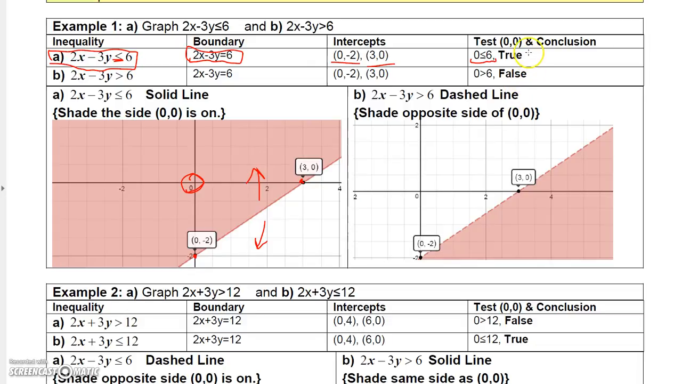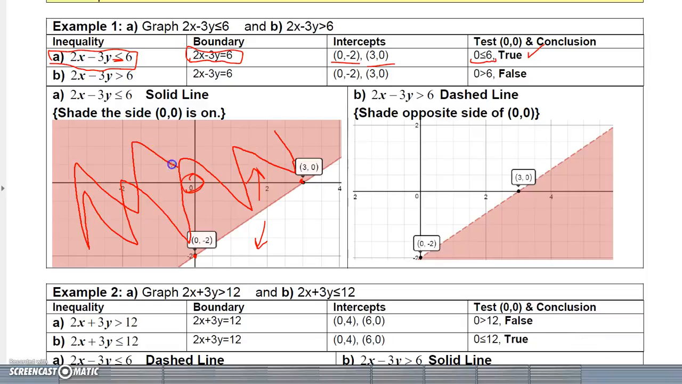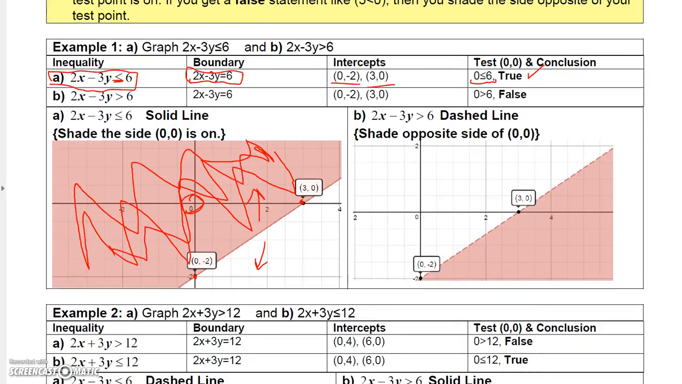Well, I got a true statement, so I have to shade the region above the line because that's where 0, 0 is. So notice, it's already shaded here, but you just get a pencil or marker and shade this side. That would be the side that you shade. So all the points that are on the line or above the line are part of the solution.